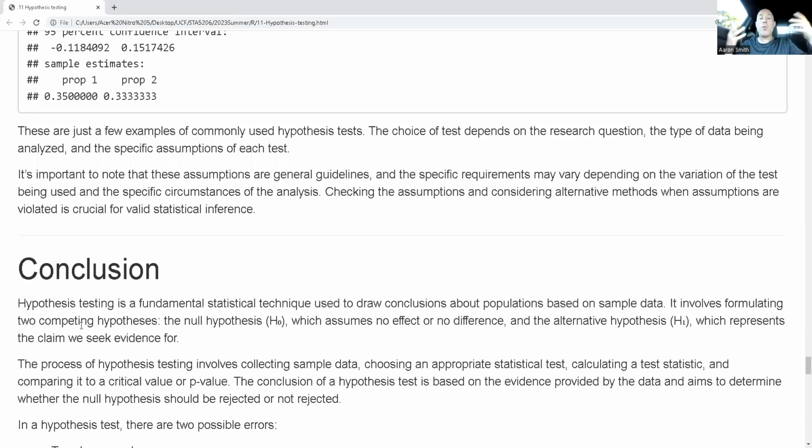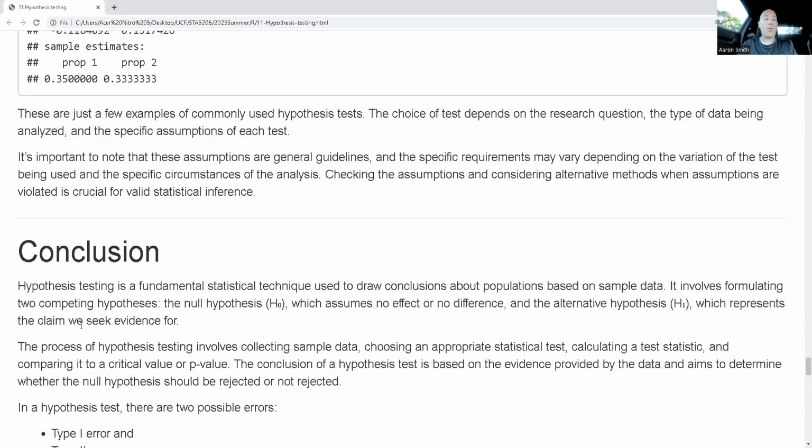These are just a few examples of commonly used hypothesis tests. The choice of test depends on the research question, the type of data being analyzed, and the specific assumptions of each test. It's important to note that these assumptions are general guidelines and the specific requirements may vary depending on the variation of the test being used and the specific circumstances of the analysis. Checking the assumptions and considering alternative methods when assumptions are violated is crucial to make valid statistical inferences.